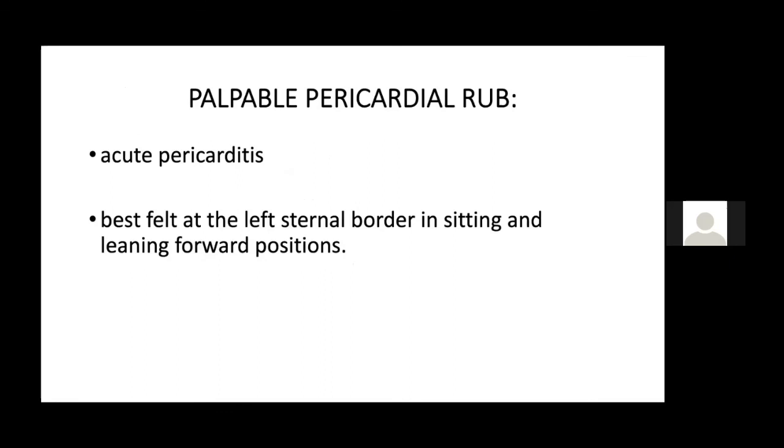Now there is one more sound which I have already told you about, a pericardial rub. It is very rare to get a palpable pericardial rub, though we should always remember that an opening snap, a pericardial rub, a tumor plop, and an S1, though they are very rare to get palpated, can still be palpable. It is best felt at the lower sternal border with the patient sitting and leaning forward, where the pericardium comes in contact. So this is one thing about the pericardial rub.